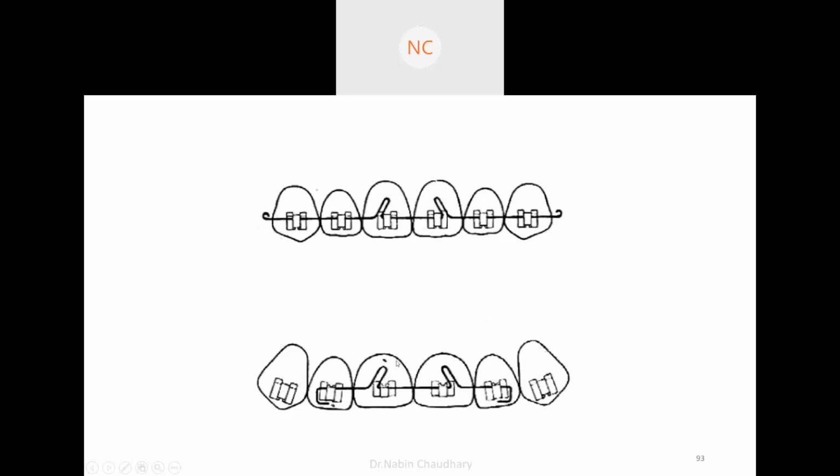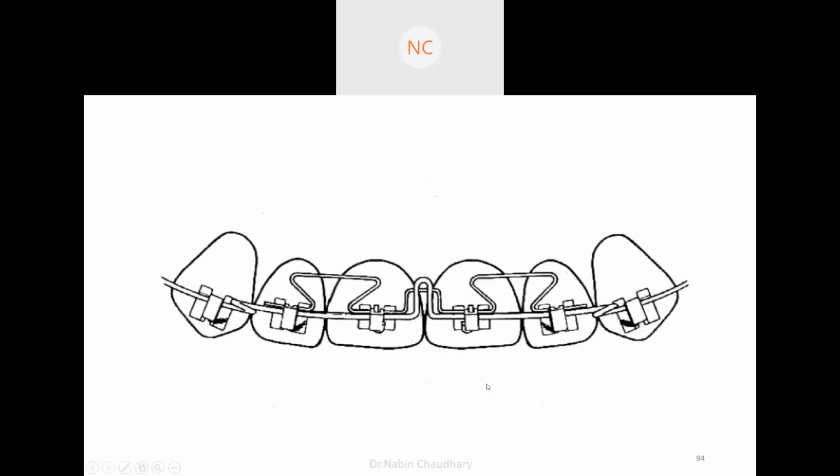this is the figure where the palatal torquing of the central incisor is achieved, and in case of the lateral incisor, in this case, the labial torquing of the lateral incisor is achieved in this figure. This is again another torquing auxiliary, where the simultaneous central and lateral incisor torquing of the left and right side is achieved.